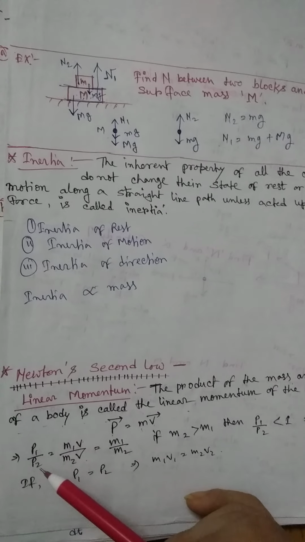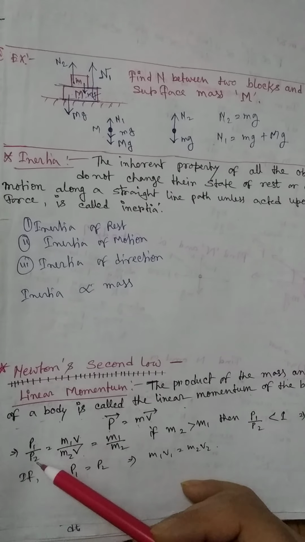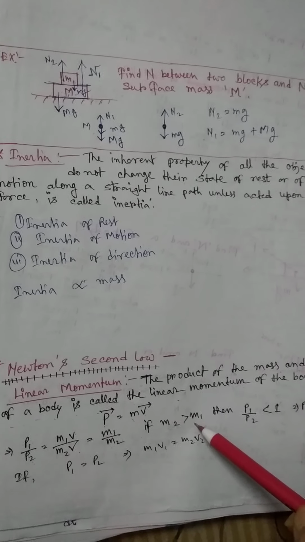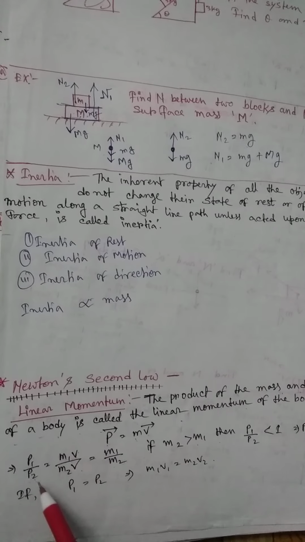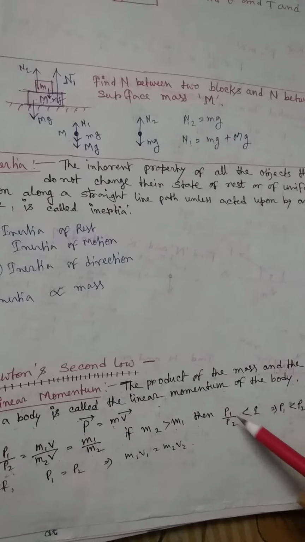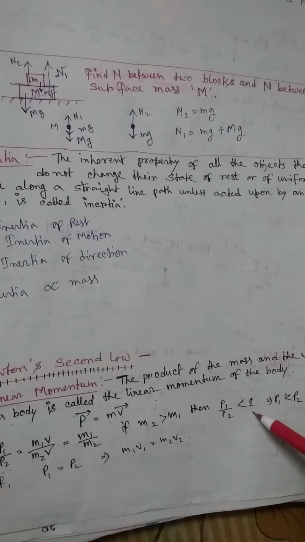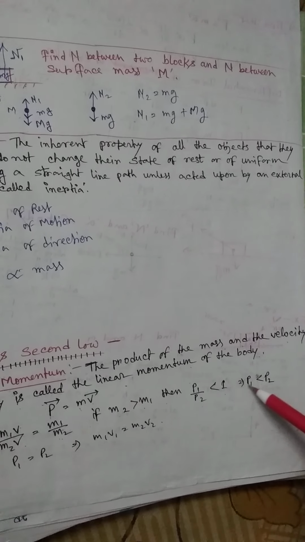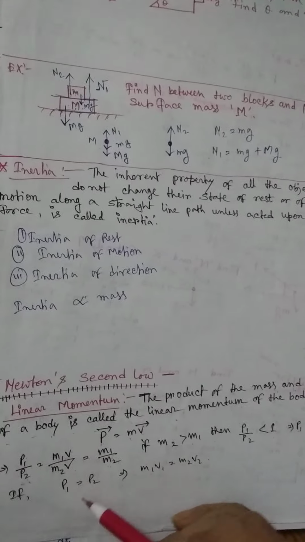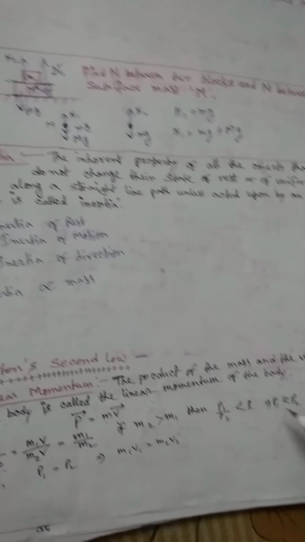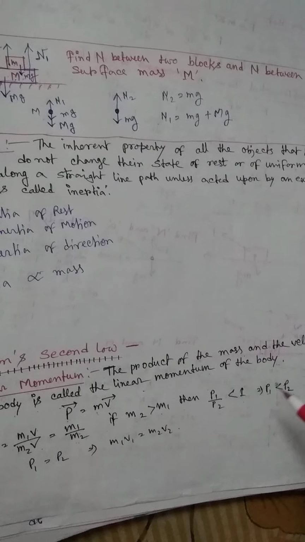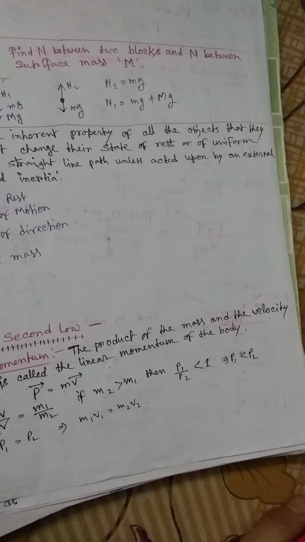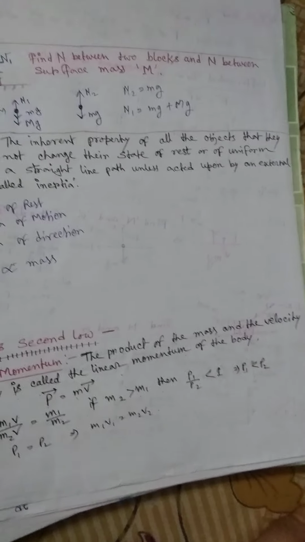That means if we find the ratio, then P1 by P2 equals m1 by m2. If we assume that m2 is greater than m1, then from this equation we can say that P1 by P2 is less than 1, because m2 is greater than m1. That means P1 is less than P2, right? From this we conclude that for the same velocity, a heavier body has greater momentum.